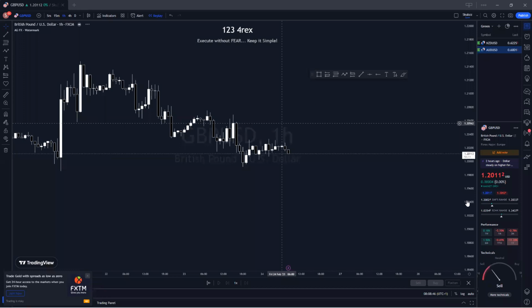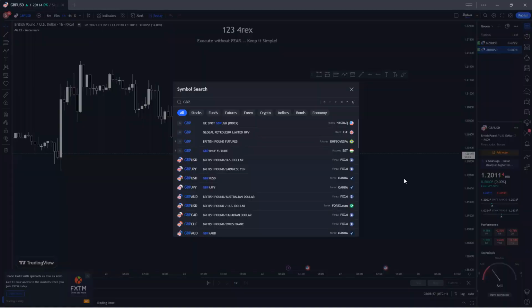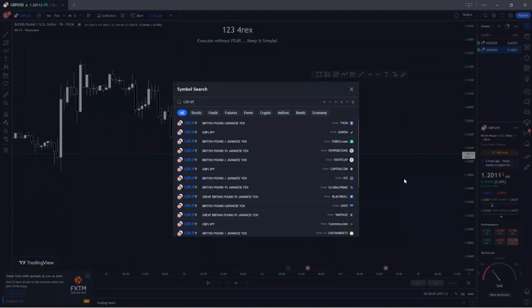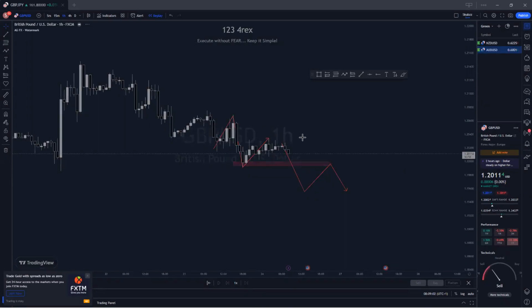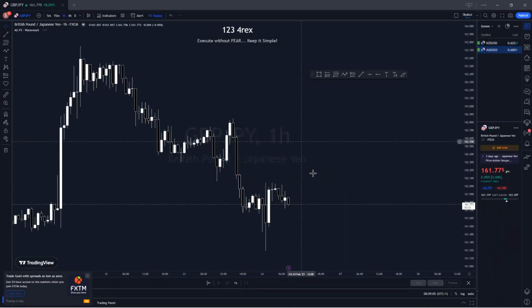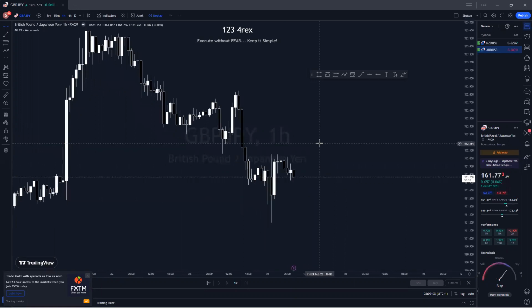Okay, someone said GBPJPY. But do you understand this whole outlook on GBPUSD? Well, GBPJPY too is almost the same. It's just that GBPJPY is quite tricky.